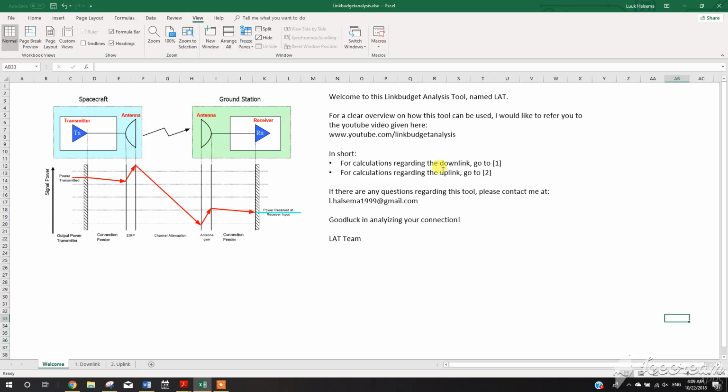This link budget analysis tool is very easy to use. There are two tabs to go. The first tab is the tab regarding downlink budget analysis, and the second tab can be used to look at the uplink budget analysis. I will make a short example for a downlink link budget analysis for a LEO Cubesat.